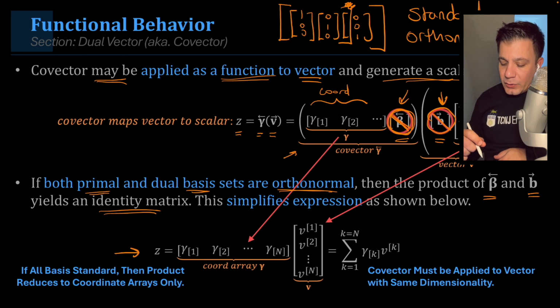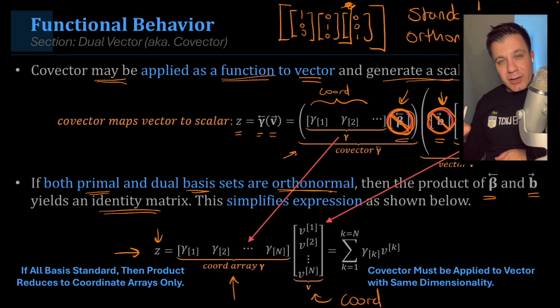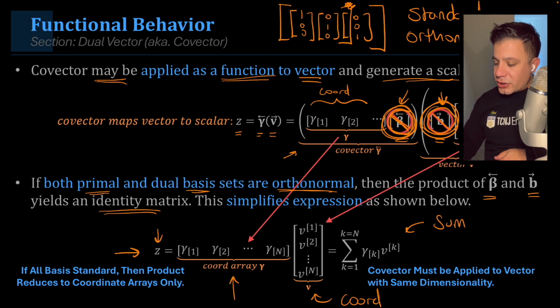So here, you see we can represent the output Z as the product of the covector coordinate array and the vector coordinate array. And so this is the type of expression that you're used to seeing in a linear algebra course, where we can generate a scalar as the product of a row and then a column. And in order to upgrade that or represent that as a tensor, all we have to do is consider the neglected basis sets of beta and B.